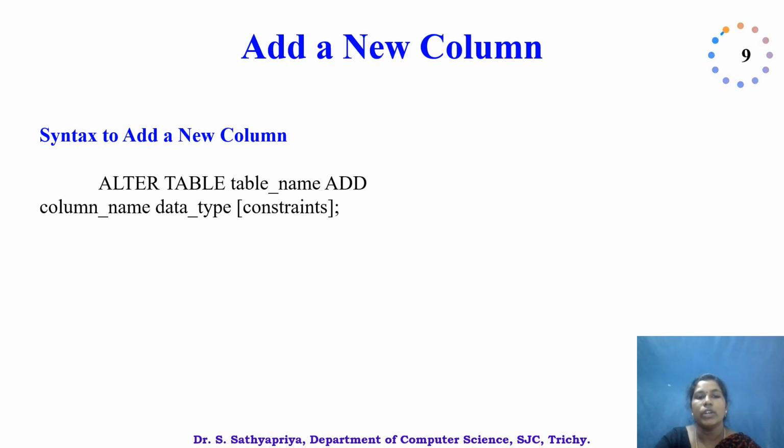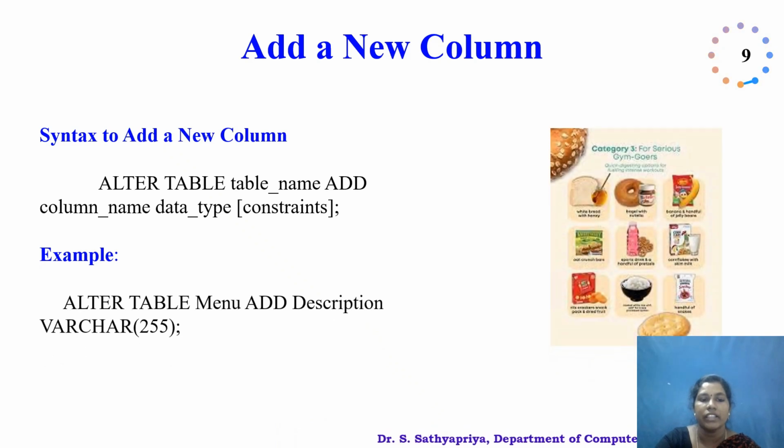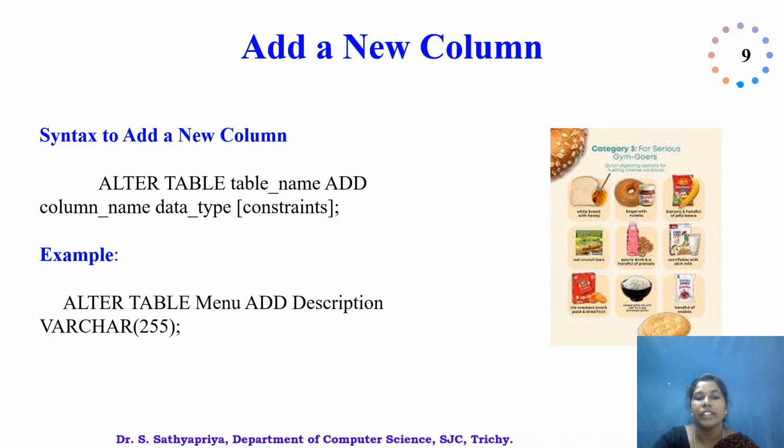After launching your restaurant system, you realize that you want to add a description field for each menu item, like a description of the dish. You can use the alter table command to modify the table by adding the description column. The command is alter table menu. Here menu is the table name, and I am adding one more column to describe the items. So the column name is description. I am adding a new column, so I need to use the add keyword. So add description, which is the column name.